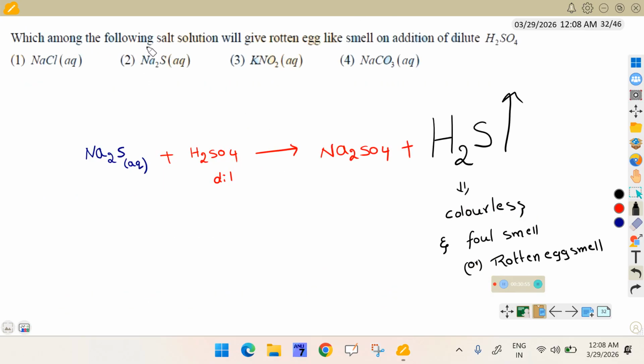Which among the following salt solutions will give a rotten egg-like smell on addition of dilute H2SO4? Na2S gives a rotten egg-like smell when it reacts with dilute H2SO4 because it releases H2S gas. H2S is a colorless, foul smelling gas with a rotten egg-like smell.